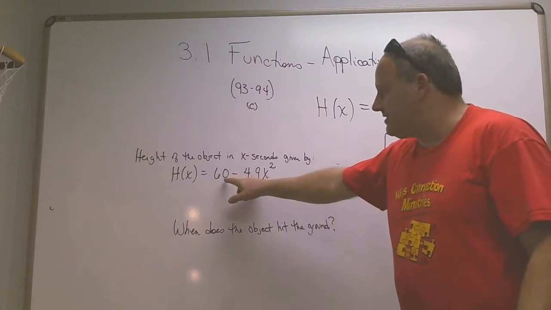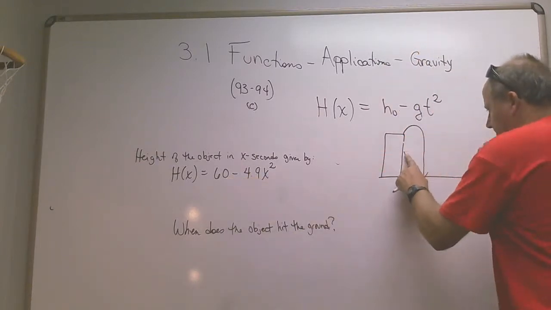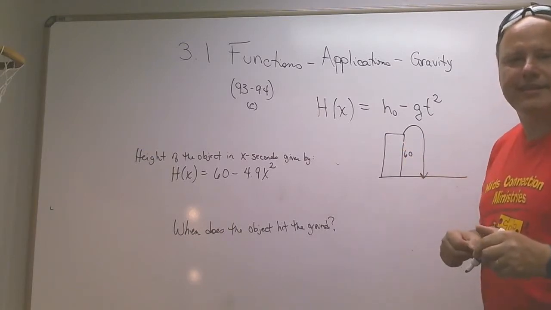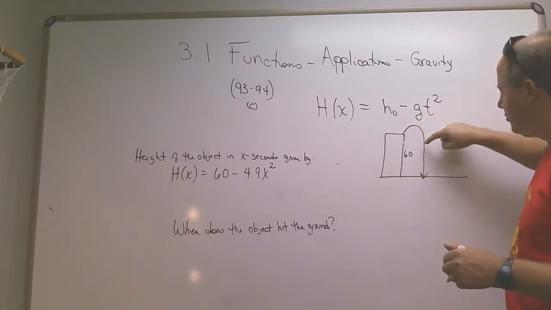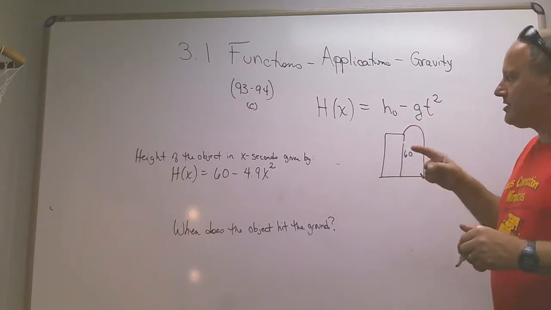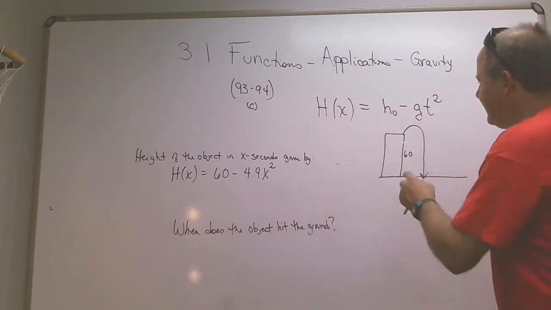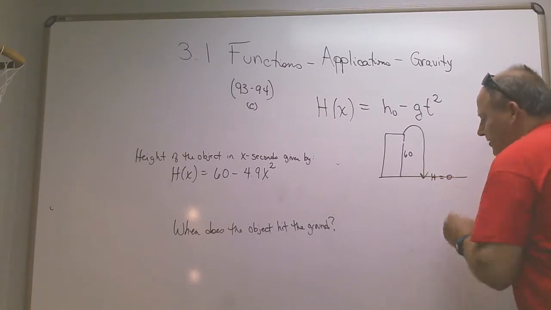Looks like the object is 60 feet before it's released. So this object is 60 feet high, or 60 meters. I think the units are actually meters. So it's 60 meters high, and it goes up, and it shoots back down and hits the ground. Now, part C is wanting to know when does the object hit the ground. Well, since h is representing the height, it hits the ground when h equals 0.